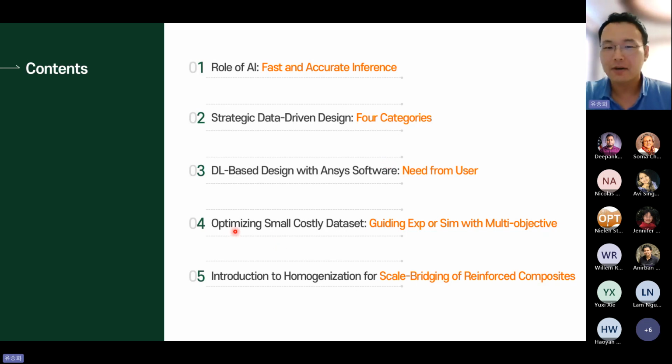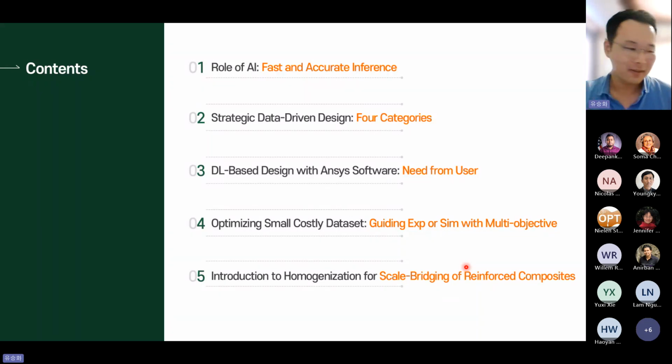And then I'll talk about how to optimize with a small and costly data set, which is related to guiding experiments or simulations with a multi-objective target. And as a final topic, I'll talk about introductory homogenization, which can be used for scale bridging of particle reinforced composites. Okay, so these are the contents.